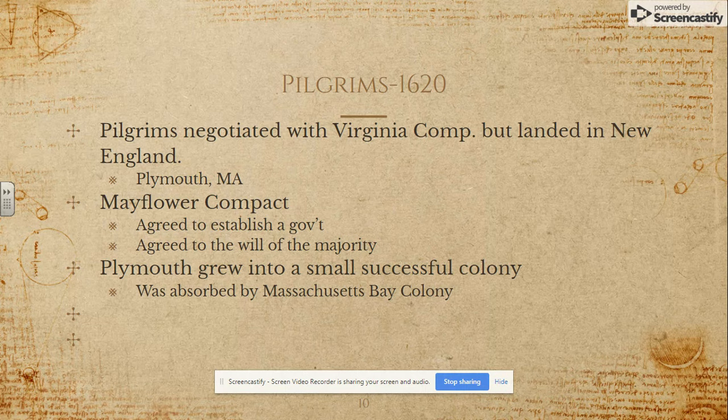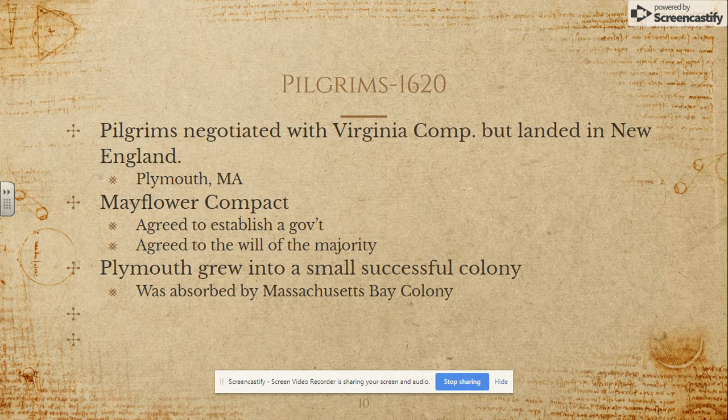So we're going to take a look at a couple of case studies of colonization in the New World with two groups. I'll be talking about the Pilgrims. In 1620, the Pilgrims negotiate with the Virginia Company. The Pilgrims, who are eventually going to famously land at Plymouth Rock, were originally supposed to be going to Virginia, but a storm and poor navigation knocks them off course, and so they end up in Massachusetts, in New England, the northern part of the east coast of what is today the United States. And so the Pilgrims established the Mayflower Compact.